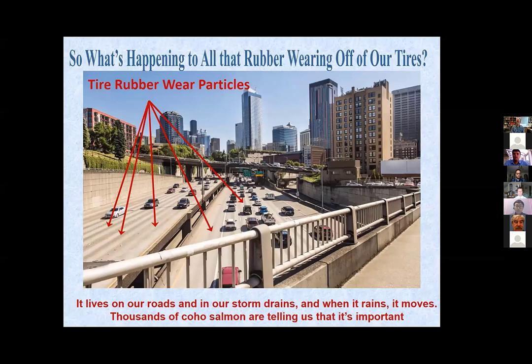And then my final slide here, I want you all to think about all that rubber wearing off of our tires and roads. So don't ever look at a highway the same way again. If you look over here on the right, all those black strips down the middle of the highway are actually meaningful. They are tire rubber, and coho salmon are telling us it's important to pay attention to them.